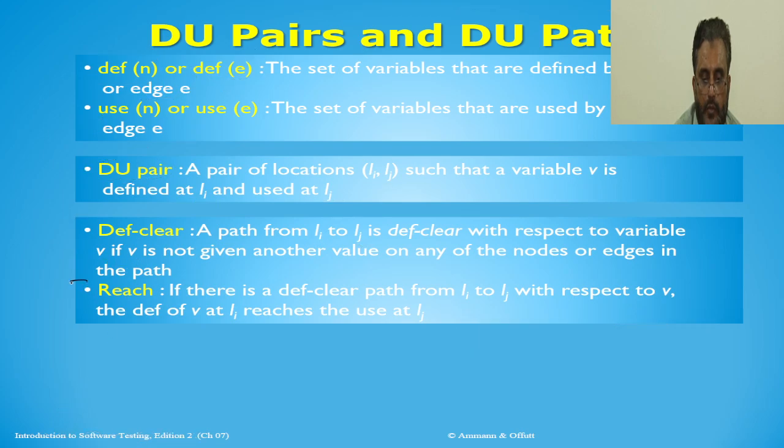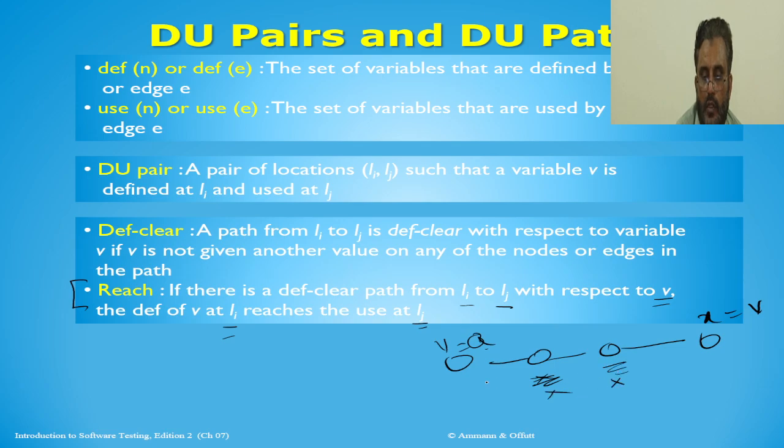Another definition is of reach. If there is a def-clear path from location li to location lj with respect to this variable v, then we say the def of v at li reaches the use at lj. So if we have this simple graph again, let's say v was having some value here, any value, let's say it's a, and then x gets this value, and we don't have any subsequent definitions here, no definition, then we say that this path from here to this node n is a def-clear path.